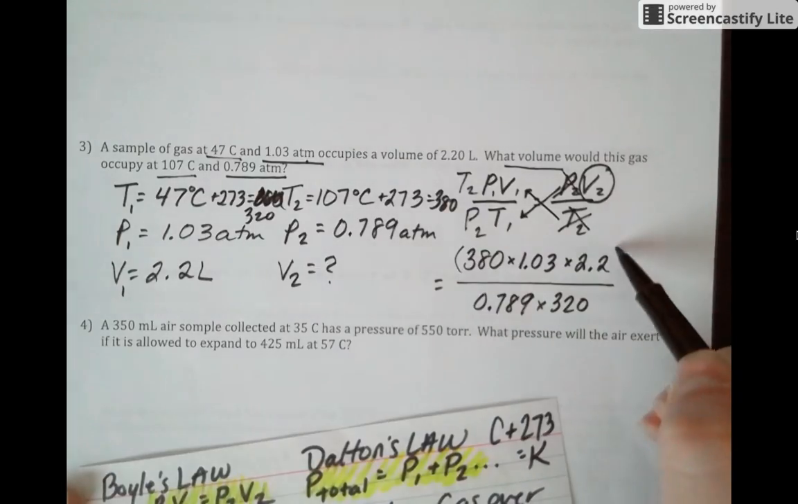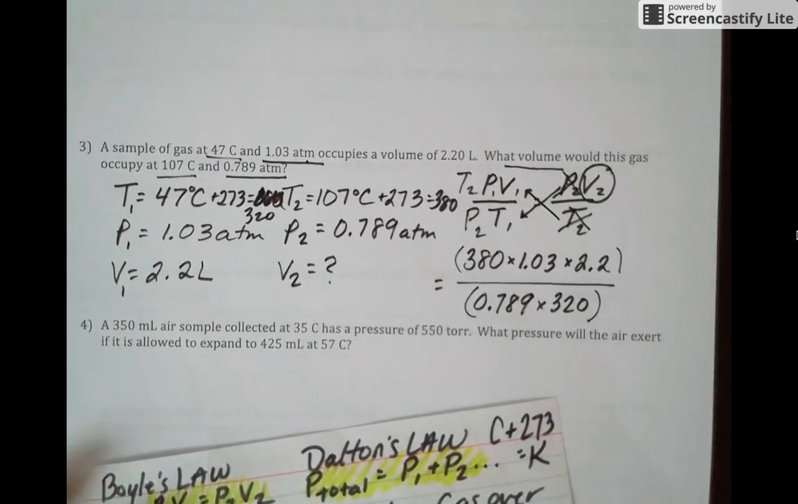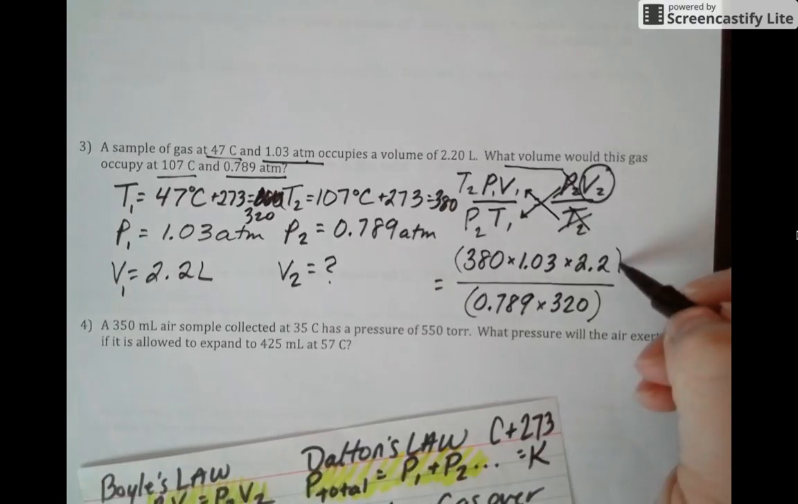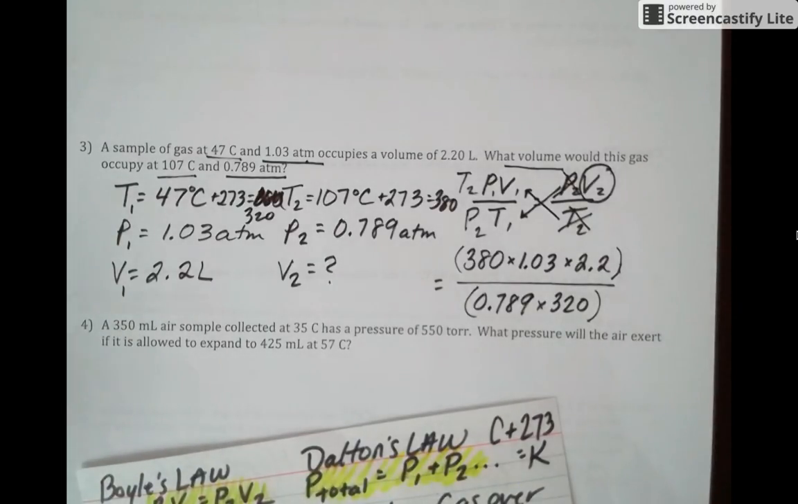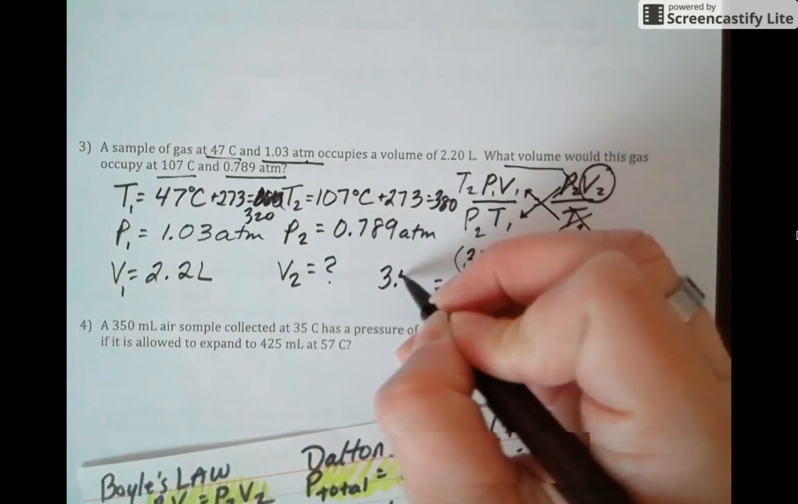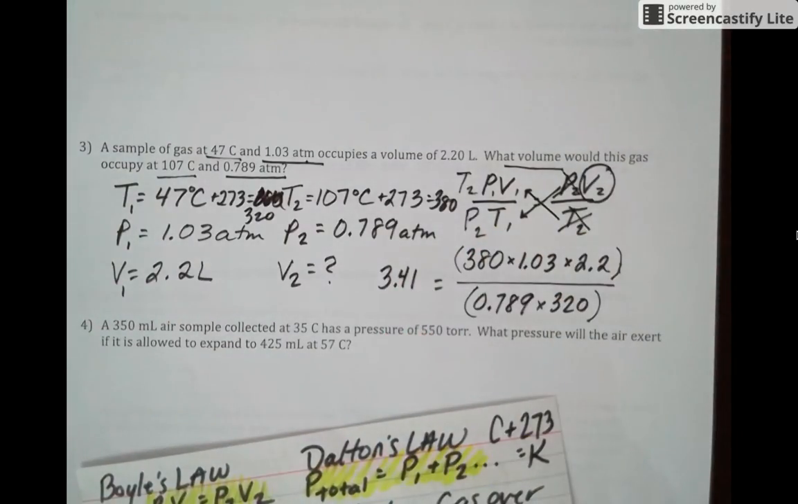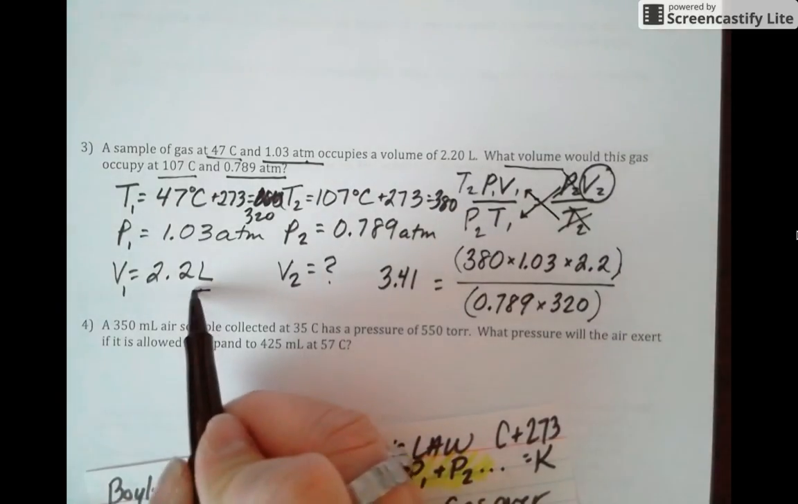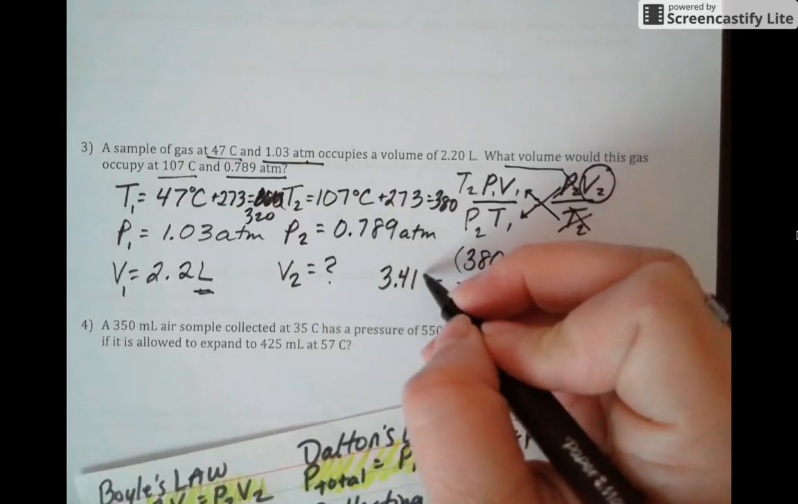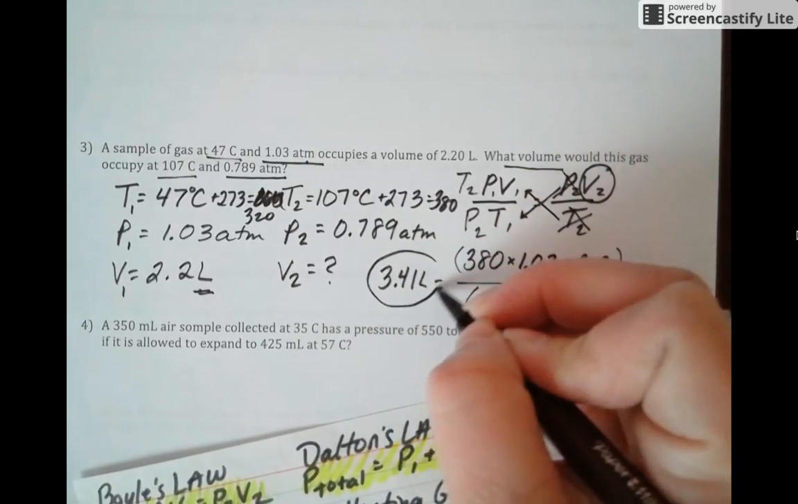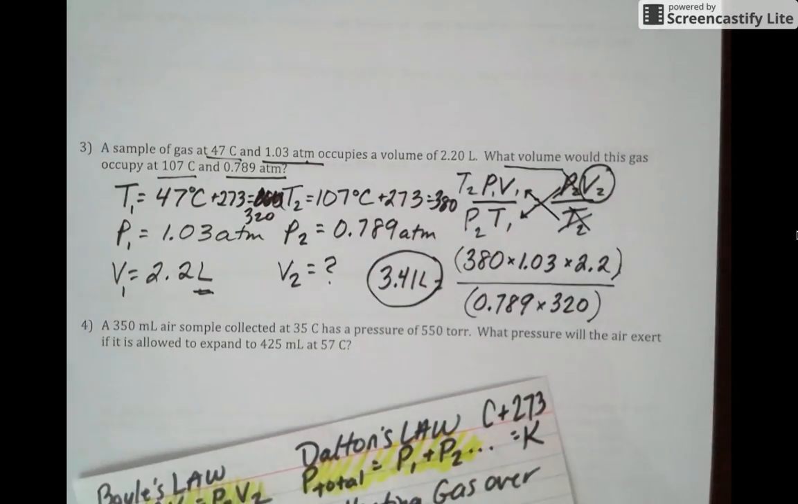Okay, put parentheses if you're going to do the whole thing at once. What do you get? 3.41. What is the unit? Volume 1 was liters, so volume 2 is liters. Yep. No one disagreed, so.